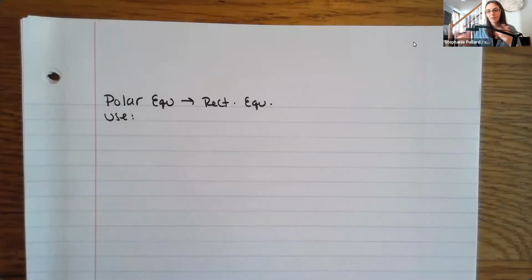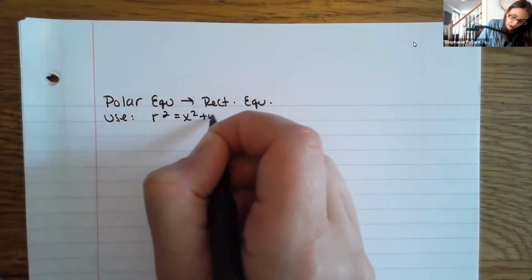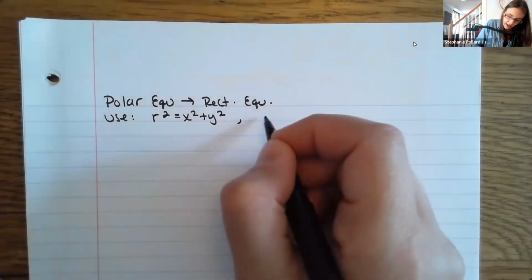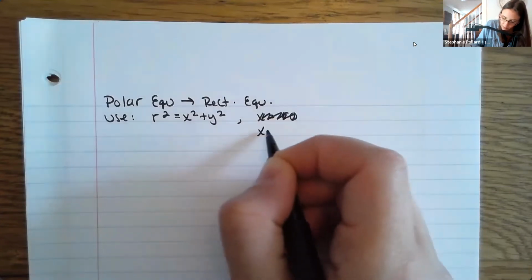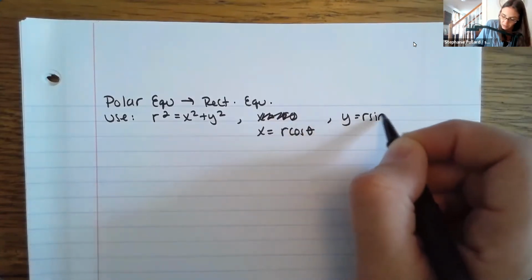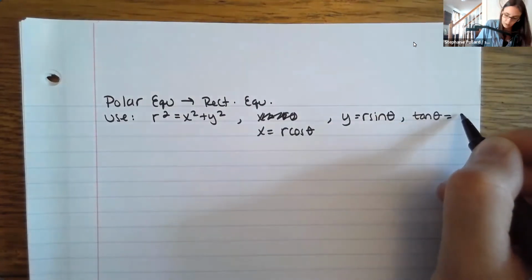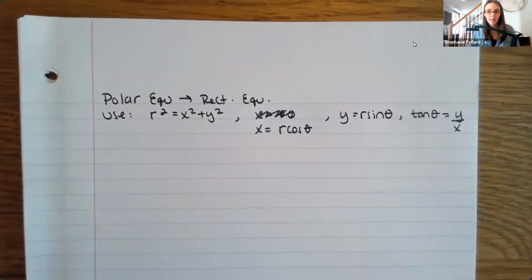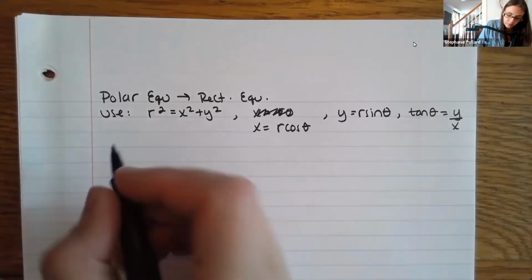There's always kind of one hard version, I feel like, for this section of when you go back and forth. You could use the fact that r squared equals x squared plus y squared. That's helpful. You can also use the fact that x equals r cosine theta, and that y equals r sine theta. So that can be helpful. And then we also have the fact that tangent theta equals y over x. So any one of these may be helpful in converting. All right, and let's look at a couple of examples here.